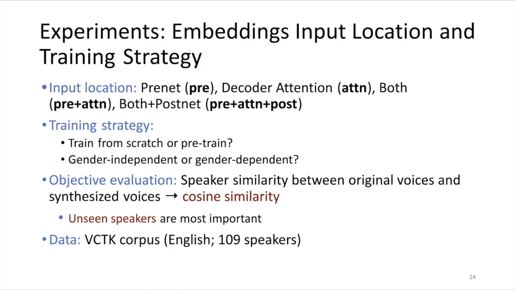And so in these preliminary experiments, we do an objective evaluation. We're looking at speaker similarity objectively between the original voices and the synthetic speech using cosine similarity. And in particular, we're interested in similarity of unseen speakers. So the data that we're using in these experiments are the VCTK corpus. So this is 109 English speakers who have different English dialects.